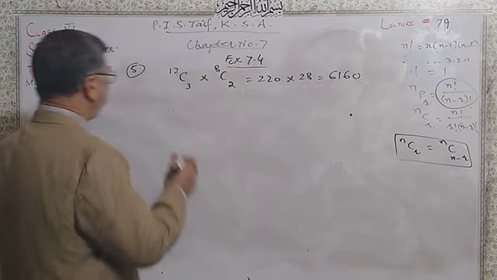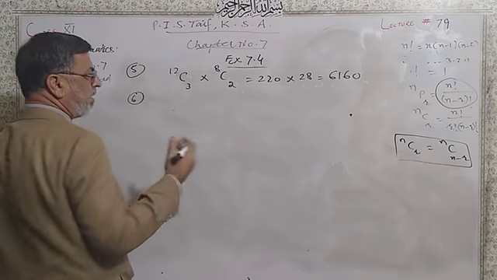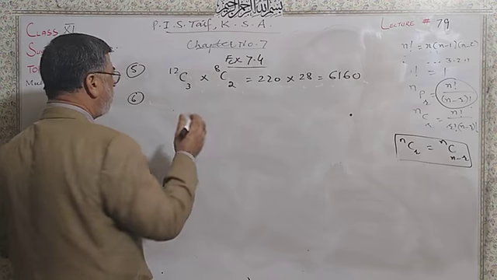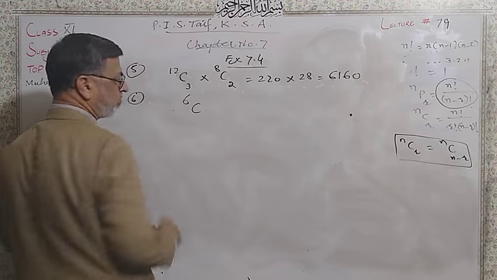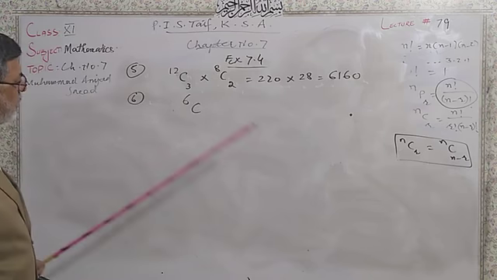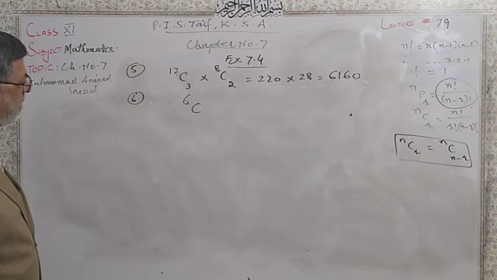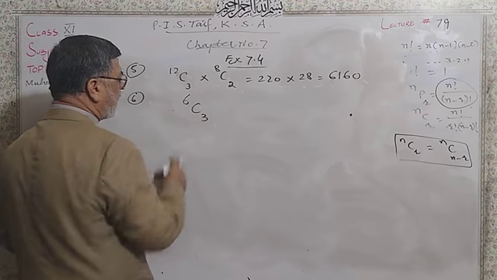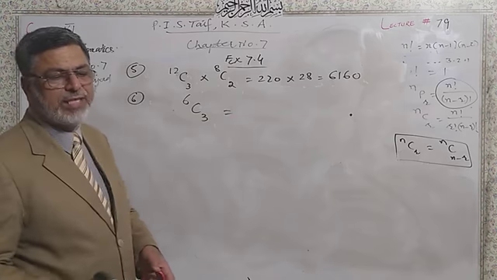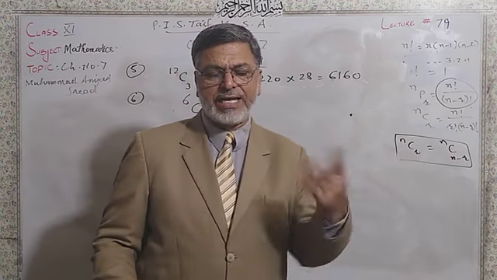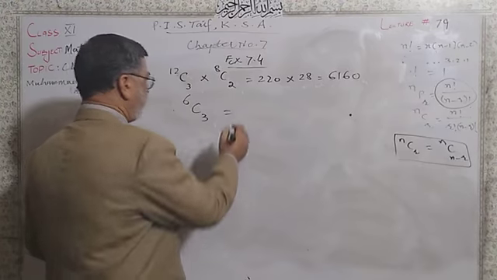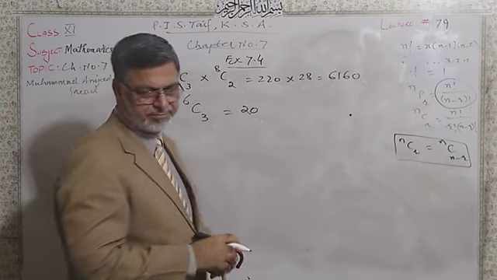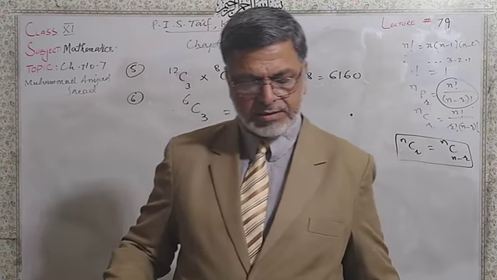So what is the possibility? Definitely out of 8, 2 are already selected. And for a committee of 5, with 2 selected, 3 are required. Only 3 are to be selected. That will be 6C3, which is 20. That's your answer.